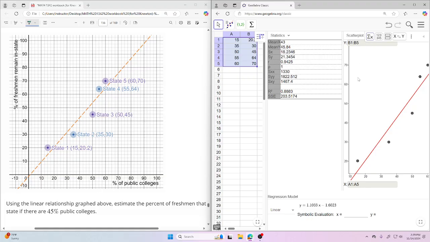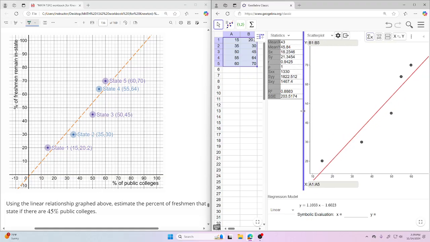So sigma x, and it gives you all of the numbers that you need. So I'm going to write it down. R is equal to 0.9425. There you go. So 94, positive 94% correlation.